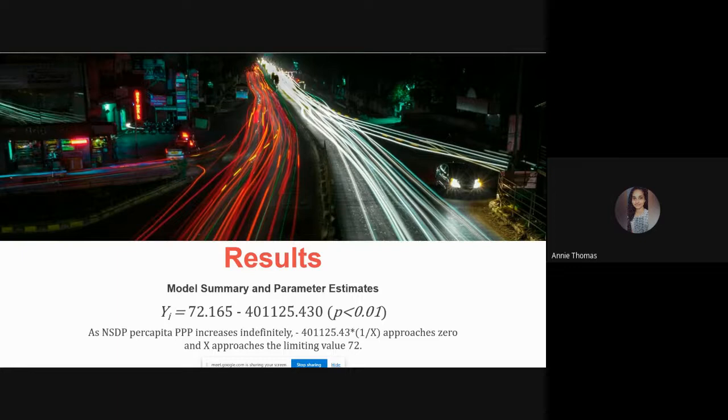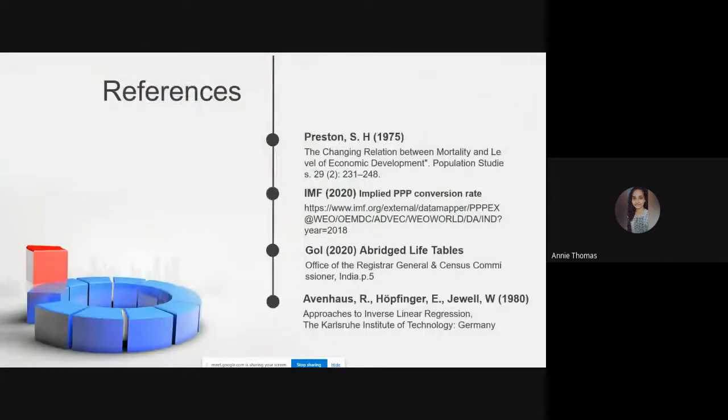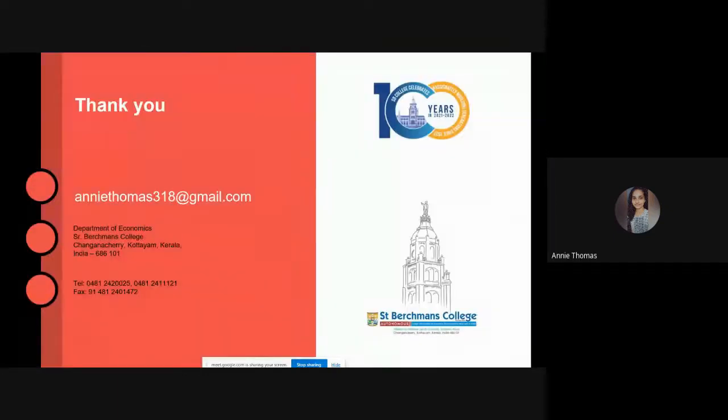So that brings me to the end of my presentation. I believe that you got an idea about the Pristine Curve and the model which I fitted. Thank you for your patient listening.